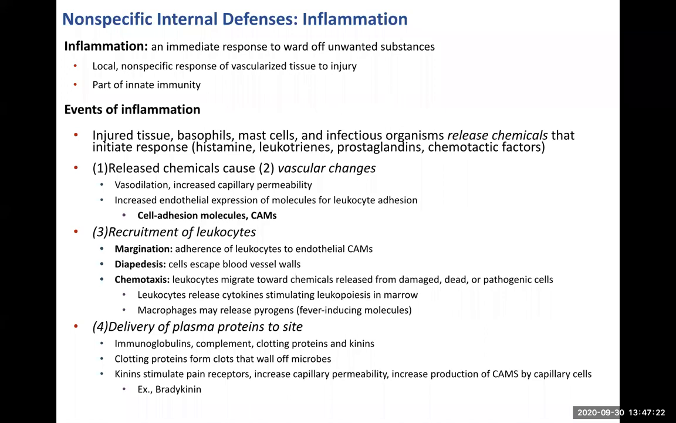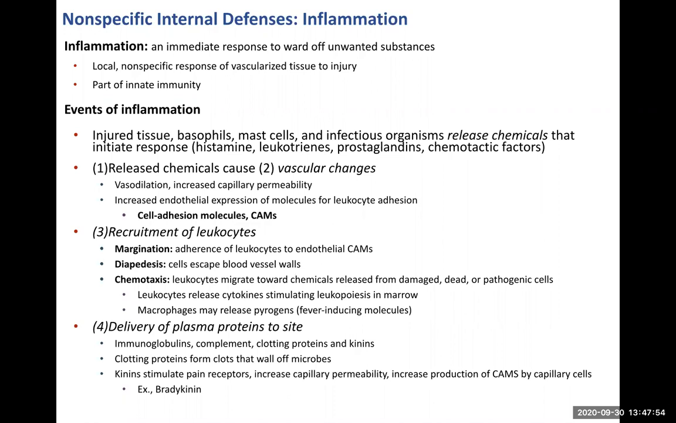Specifically, we get what's called increased vascular permeability. And what that means is that the endothelial cells that make up the vasculature become leaky. The tight junctions kind of widen. And that's really important because it allows immune cells to easily leave the vasculature and migrate into the tissues where the infection is, where the chemical trail is leading them.